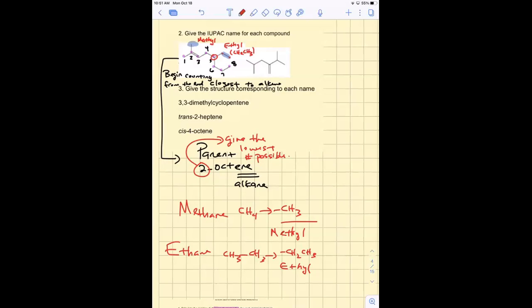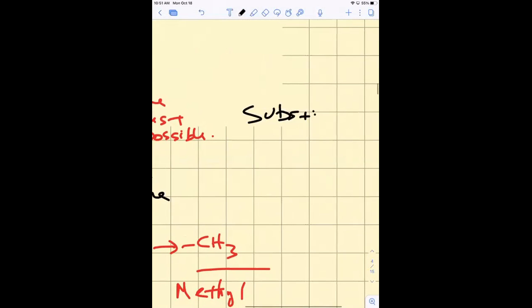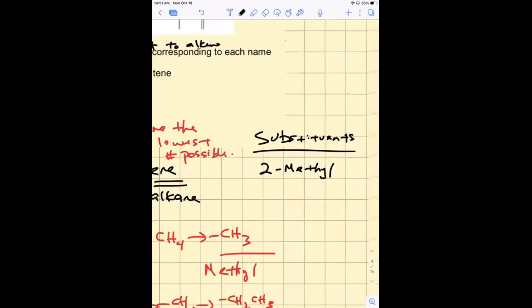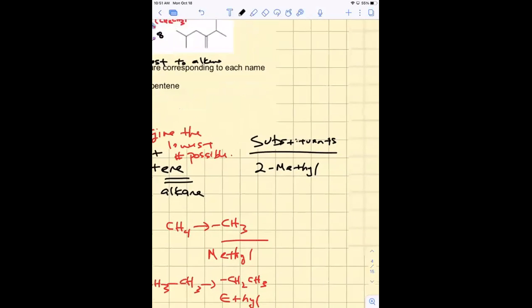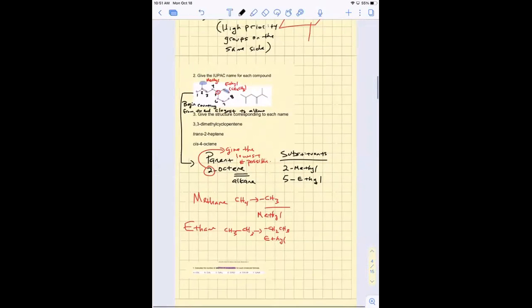All right. So we got the parent 2-octene. We got our 2 substituents, methyl and ethyl. And where are they located? Where's the methyl located? Methyl's located on the 2nd carbon. So 2-methyl. And then what's the ethyl? Where's that? Carbon 5. Is that right? Yes. So we got the basic part of our name down. We got 2-methyl, we got 5-ethyl, and we got 2-octene.